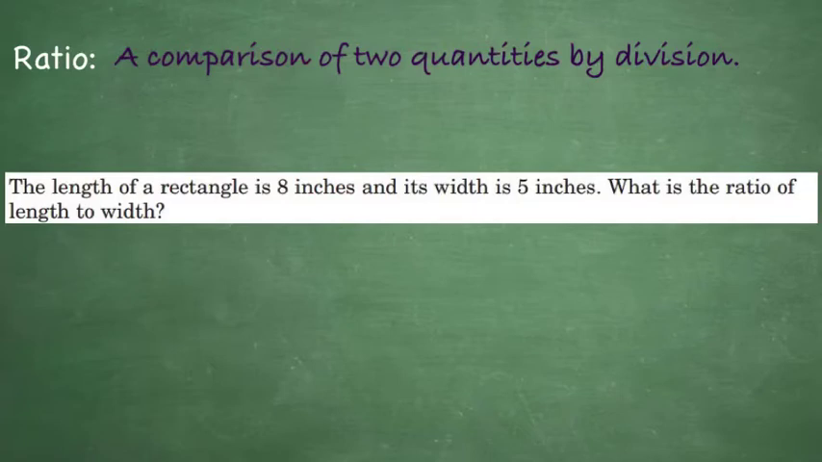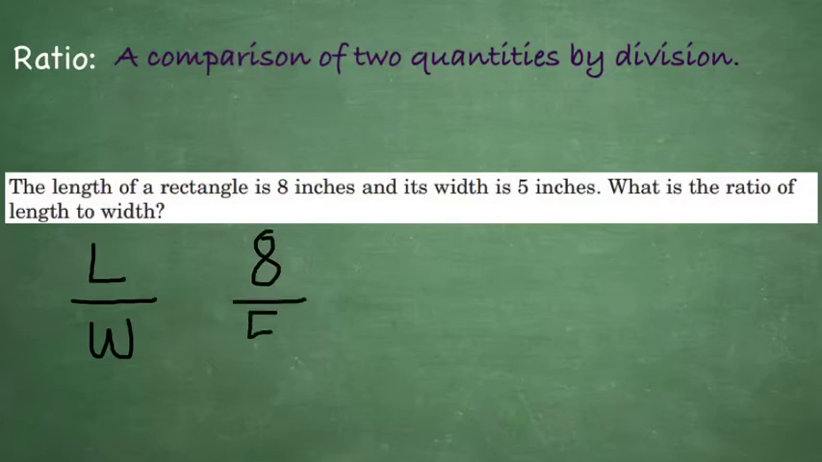Okay, so you can see from this example that the length of a rectangle is 8 inches and its width is 5. What is the ratio of length to width? If we were going to compare the length and the width, we could set it up like this. Again, it's a comparison as a fraction. So the length we know is 8 inches. The width is 5. That's it. That's the ratio of length to width, is 8 to 5 or 8/5.